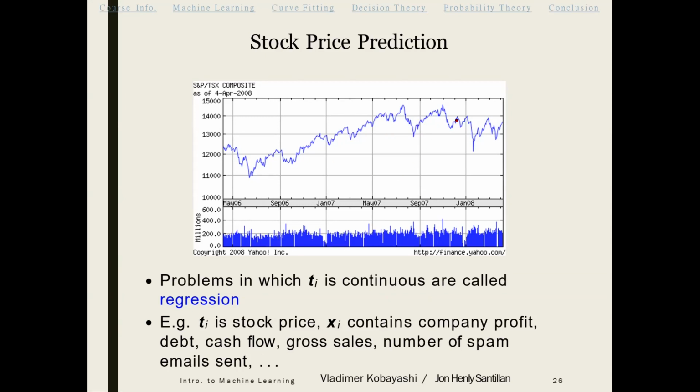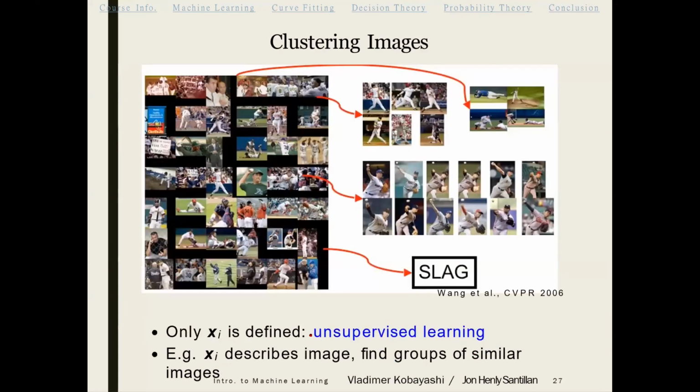An example niyan is of course yung stock price. Okay, you can consider many variables. And you have a variable that you're trying to predict, which is the stock price, and this is actually continuous. Okay. So that's classification and regression.